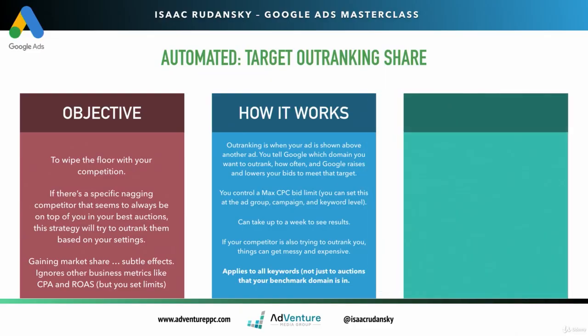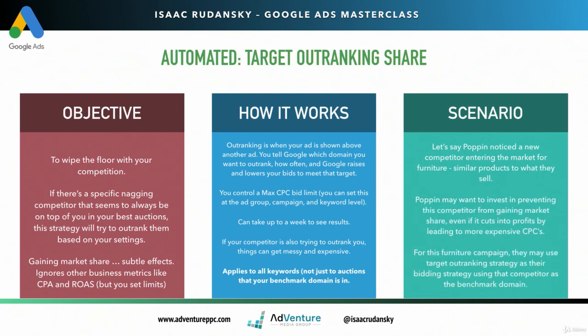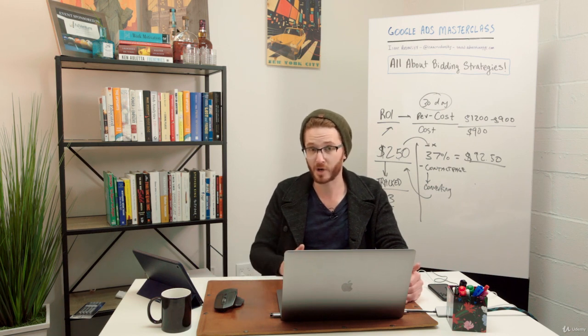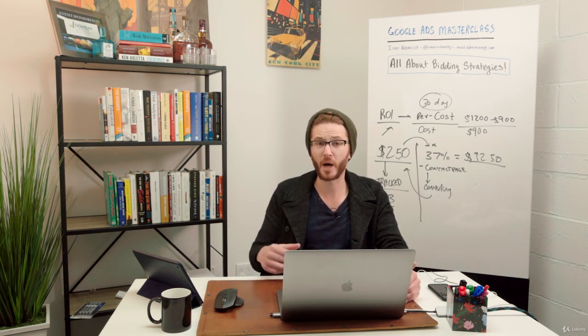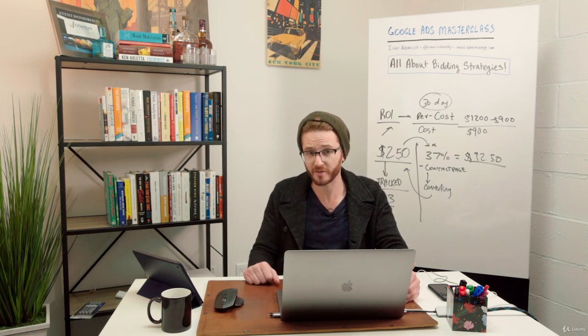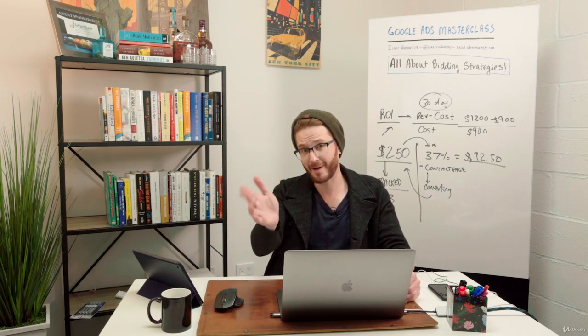Scenario of when this might be applicable. Let's say Poppin, our template company, notice a new competitor entering the market for furniture, similar products to what they sell. Poppin may want to invest in preventing this competitor from gaining market share, even if it cuts into profits by leading to more expensive CPCs, right? If I do a target outrank share, my costs per click will go up and I'll have less profit from my campaigns. But if I'm an established company and I'm noticing a little guy coming in and trying to play on my turf, I might, and it's within my right to do that, I believe.